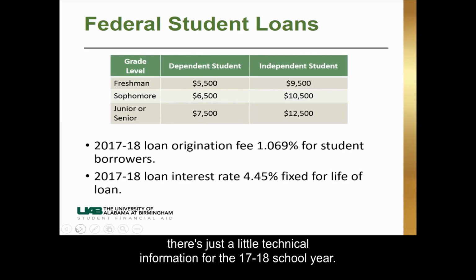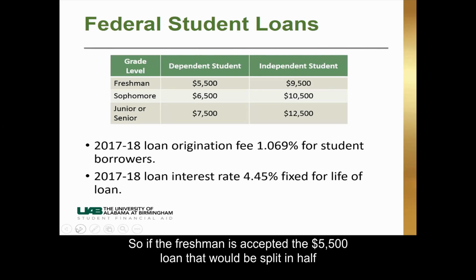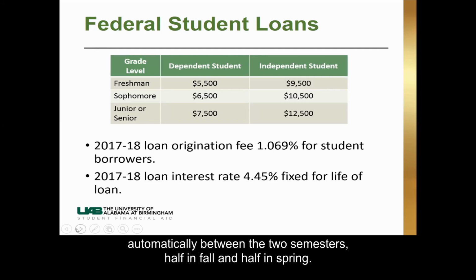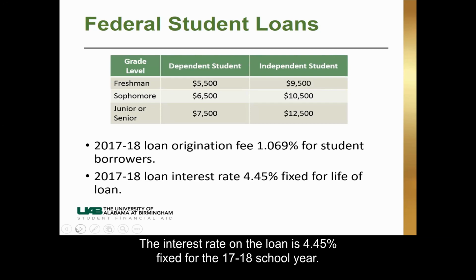Okay, and there's just a little technical information for you. For the 17-18 school year, there is a fee that comes out of these loans of 1.069%. This is the amount that comes out of the loan before it pays out. So if the freshman accepted the $5,500 loan, that would be split in half automatically between the 2 semesters, half in fall and half in spring, and that 1% fee would come out of the loan first before it paid out. The interest rate on the loan is 4.45% fixed for the 17-18 school year.